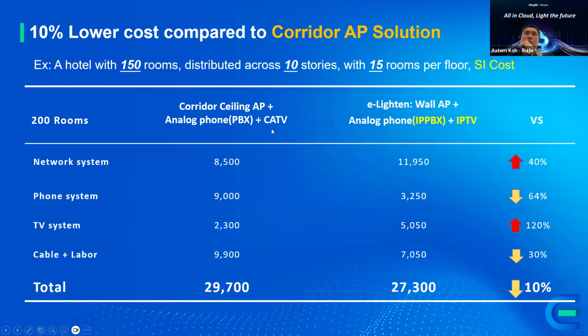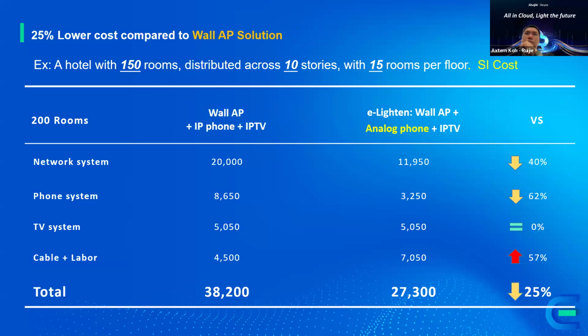Even on the TV side, they have a third infrastructure of cable they need to pull out. With us, it can be triple play services, all in one. With our AP, we can help you save your cost on cabling and labor cost. We can combine everything for you. These are some of the assumptions for the SI cost for the corridor AP solution.